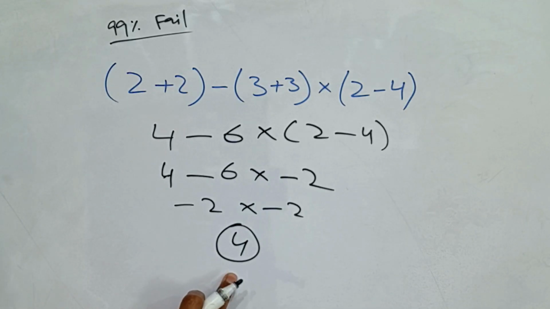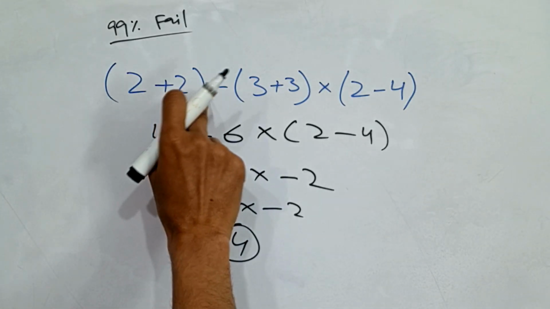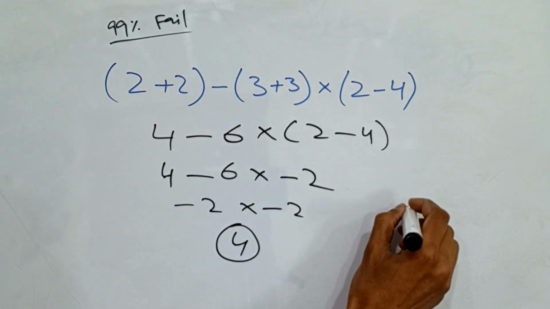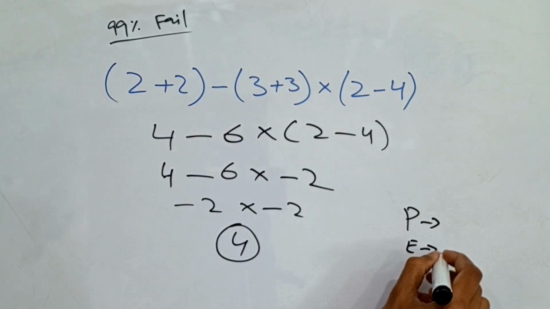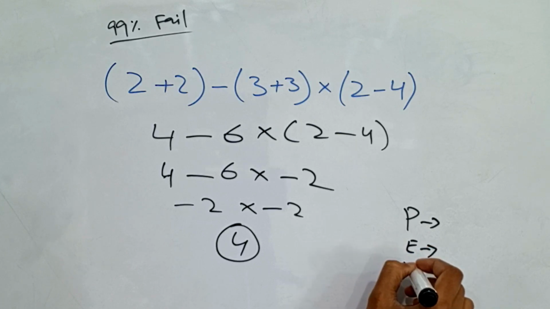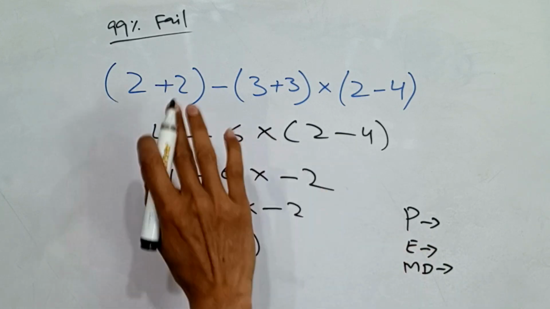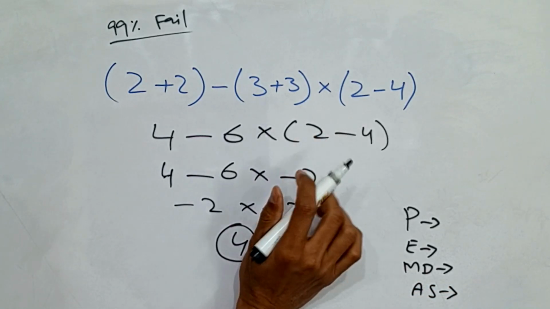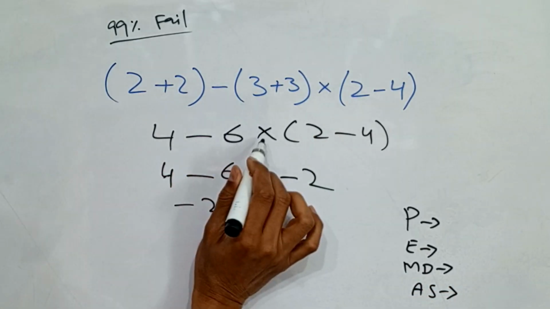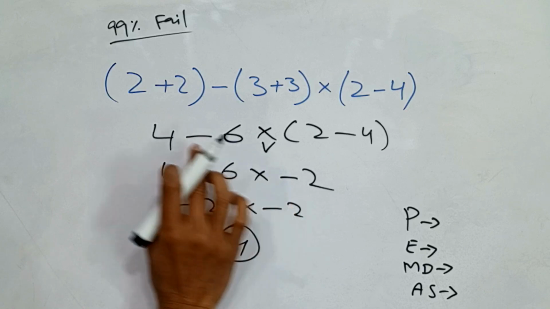But this is not correct. Why? Because parentheses first, right? Then exponents. Then multiplication and division from left to right. Then addition and subtraction. So follow the order of operations. Multiplication must be done before subtraction.